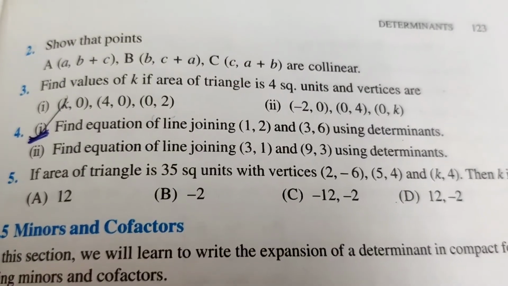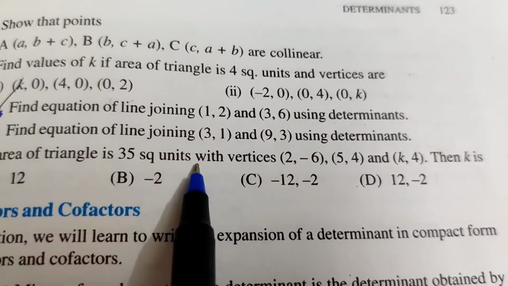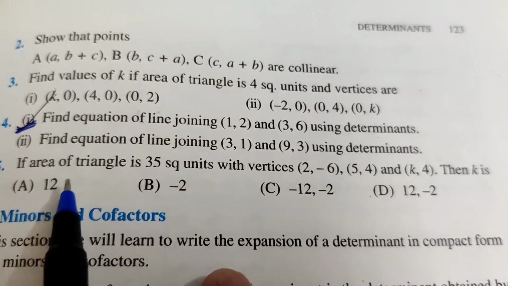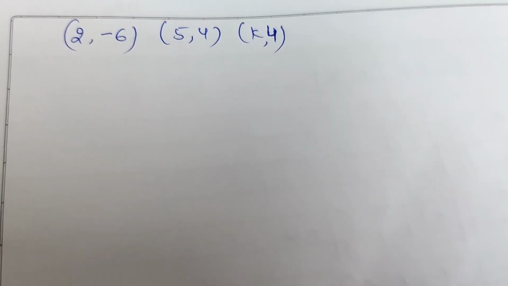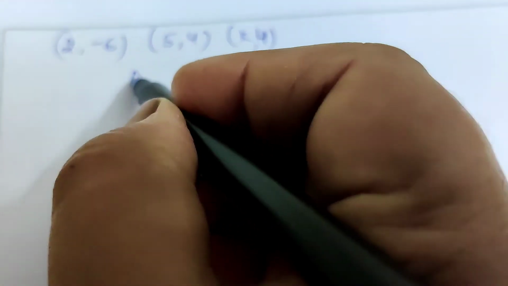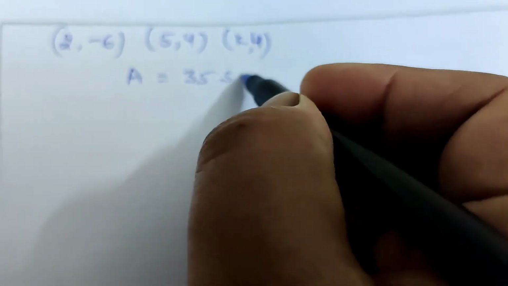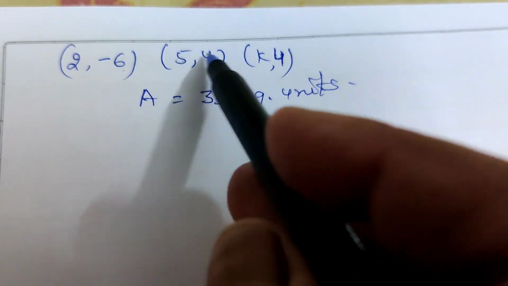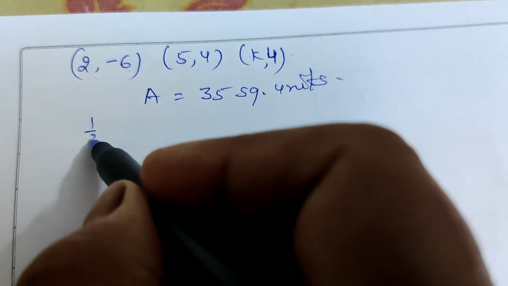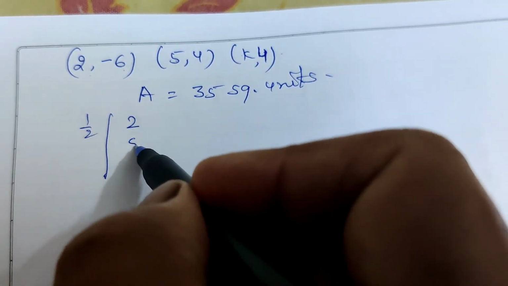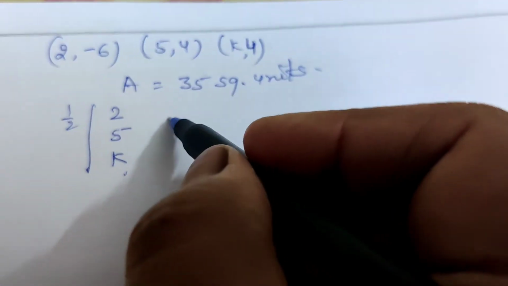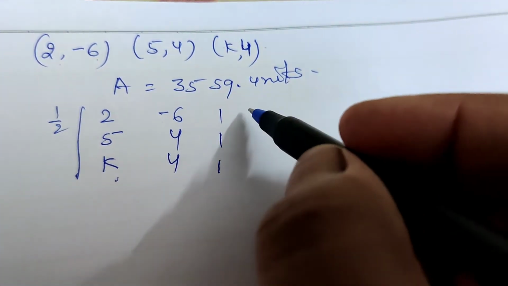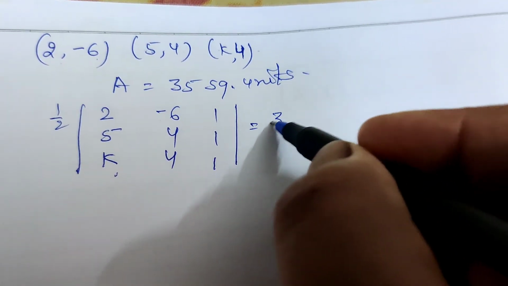And the last question is, if the area of the triangle is 35 square units with vertices 2, minus 6, 5, 4 and k, 4, then k equal to? Okay, area of the triangle is given as 35 square units, and the vertices of the triangle are 2, minus 6, 5, 4, k, 4. Now just put it in matrix form: 2, 5, k are the x coordinates, y coordinates and the constant, equal to 35.